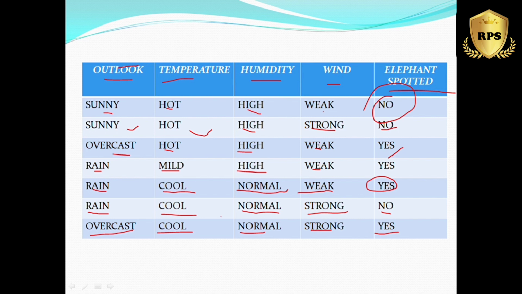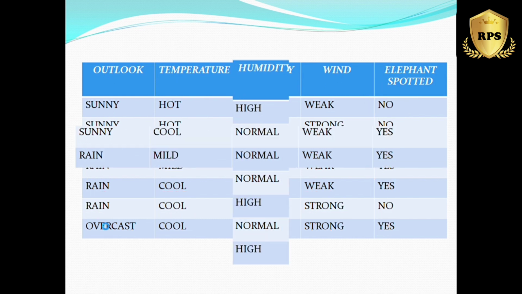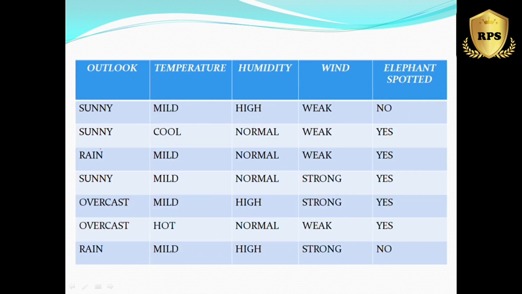How many rows do we have? 1, 2, 3, 4, 5, 6, 7 are there. Now here are more: 8, 9, 10, 11, 12, 13, 14. So in total we have 14 rows. Now let us read out the rest also.